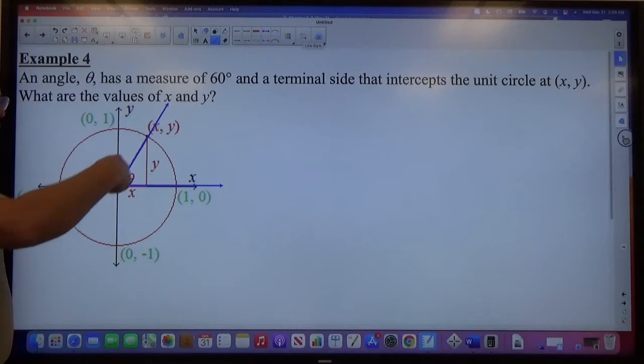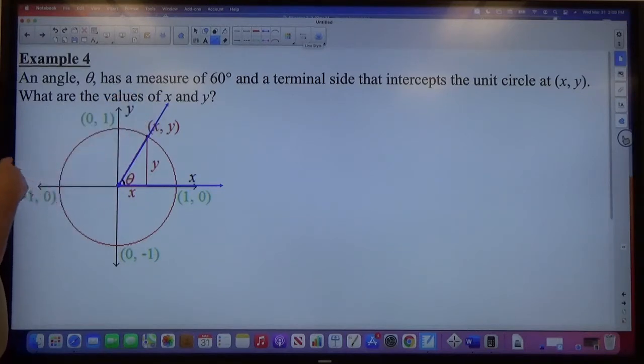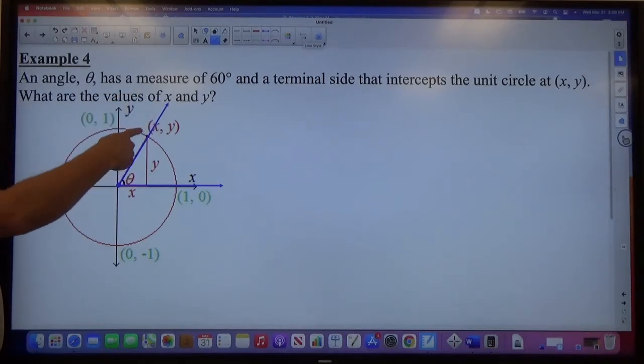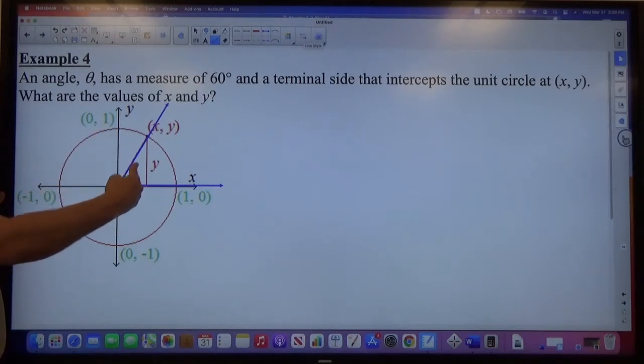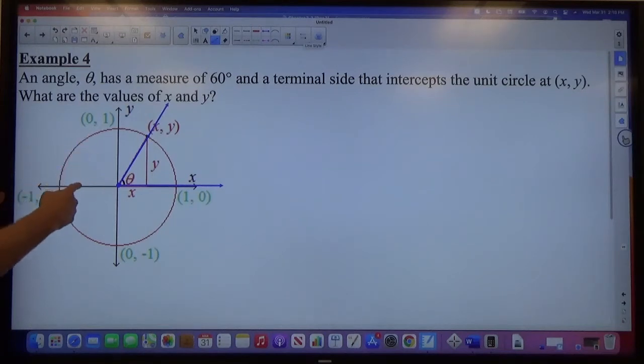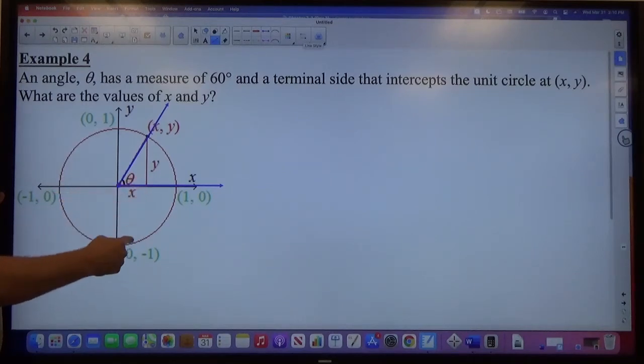It says the terminal side of this angle intercepts the unit circle at the point x comma y, and they want to know the ordered pair that represents x comma y. So all I have to do is figure out this number x, this number y, and then as far as the ordered pair is concerned, which direction am I going? If I get a point going right and up, I'm going right positive, up positive. If I'm going left and up, I'm going left negative, up positive. If I go left and down, left negative, down negative. Right and down, right positive, down negative.